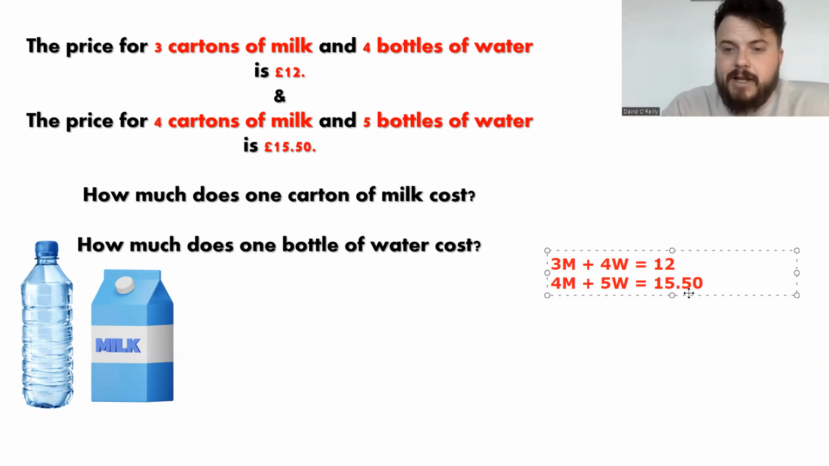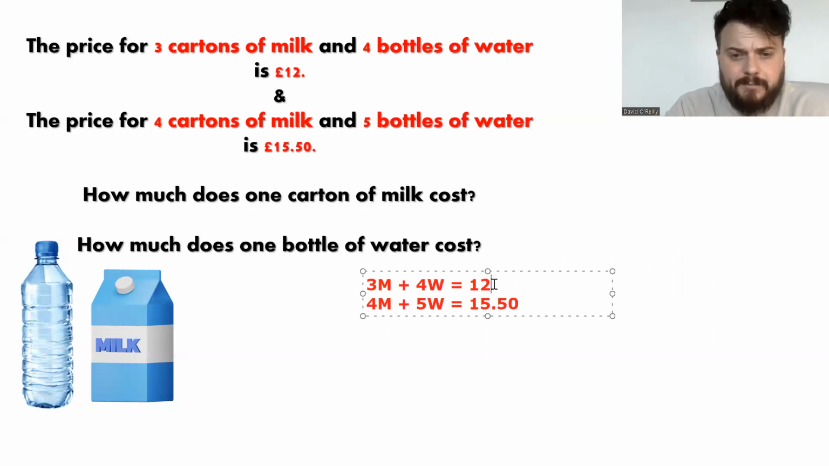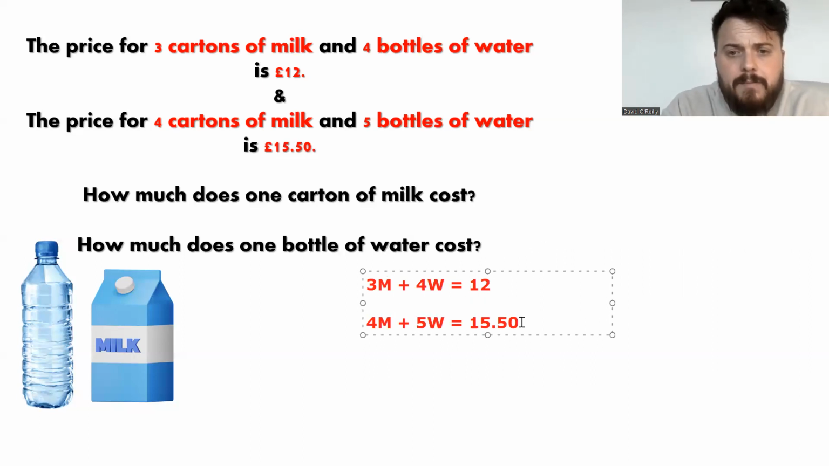First step done, okay? Next step is I need to make the M's the same or the W's the same, okay? This one's a bit trickier because 3 doesn't go into 4 and 4 doesn't go into 5. So we need to find the number that both of those numbers go into. Let's use the M's, okay? So I'm going to make the same number appear in front of the M's. What do 3 and 4 both go into? They are both factors of 12, okay? So let's make both this 12M and this 12M, okay?